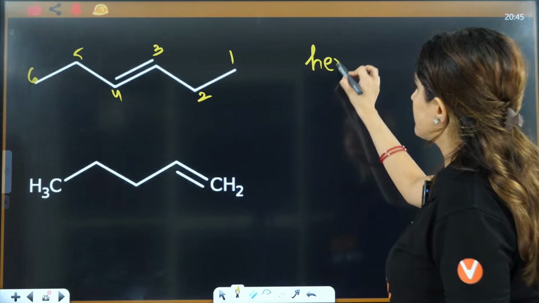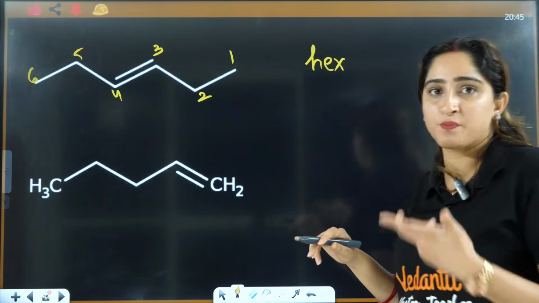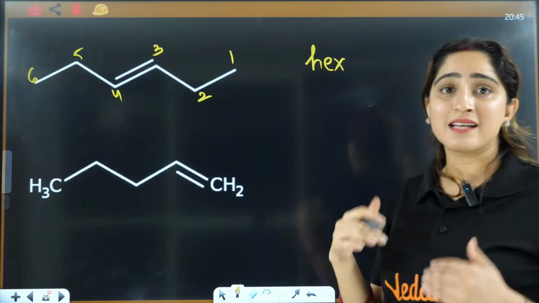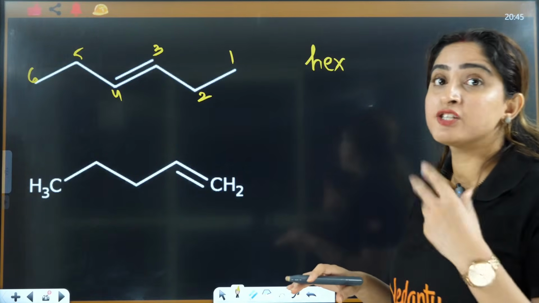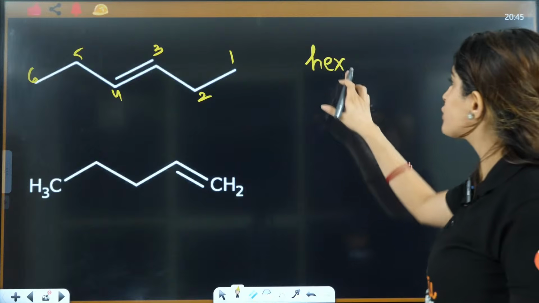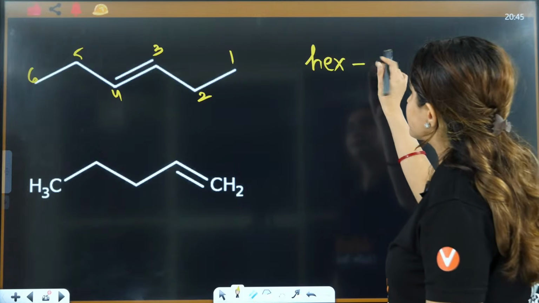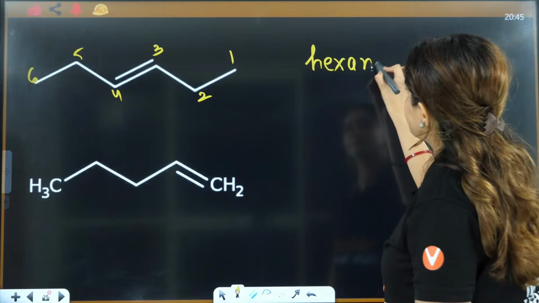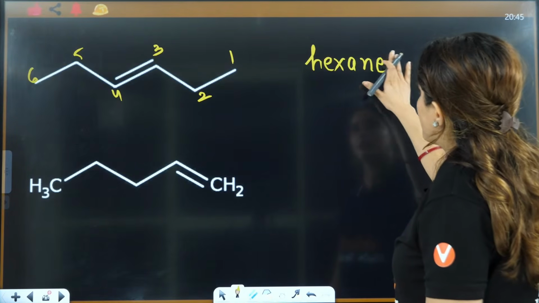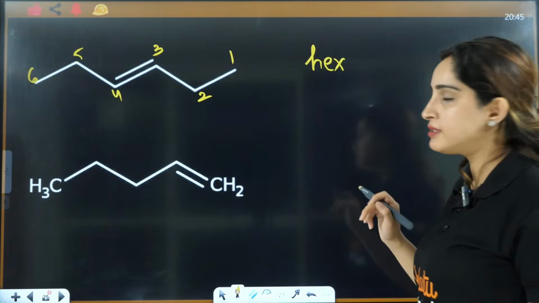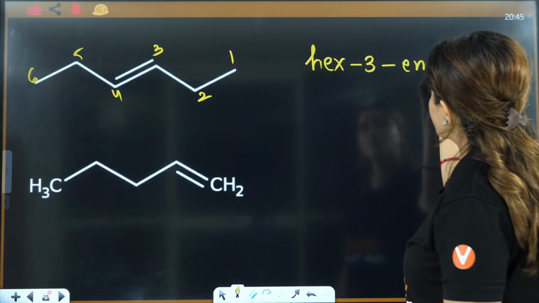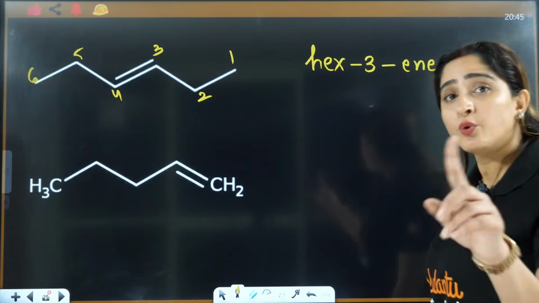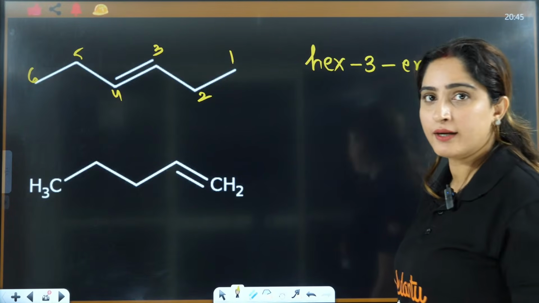So it will be hex. Now this is not written as a prefix. Prefix means before this hex, hept, before the name, right? Before naming the parent chain, you write the substituents. So here it is not written like that. Hex, ane. That was if you have a single bond. Now this is hex 3 ene, because on the 3rd position you have the alkene part.